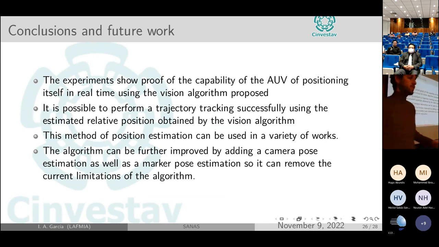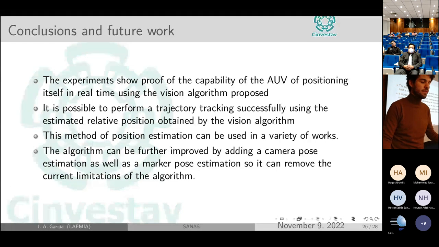Finally, these are the conclusions and future work. Our main findings from this research were the experimental proof of the capability of this underwater vehicle of positioning itself in real time using this vision algorithm. And also that it is possible to perform trajectory tracking successfully using the estimated relative position obtained by the vision algorithm. This is of particular interest because this system can be used instead of an acoustic communication device that can be more expensive. Also, this method of position estimation can be used in a variety of works or for different purposes.